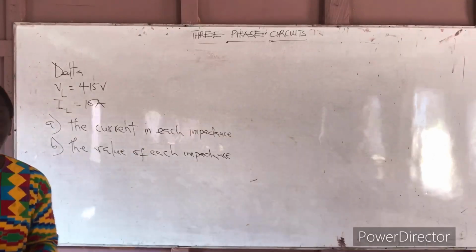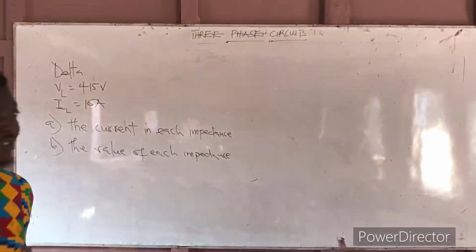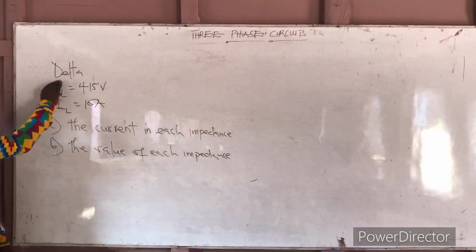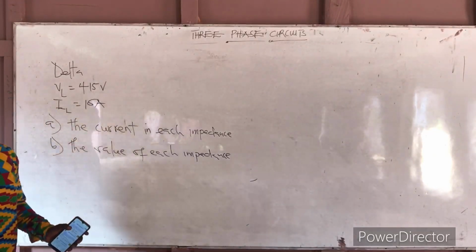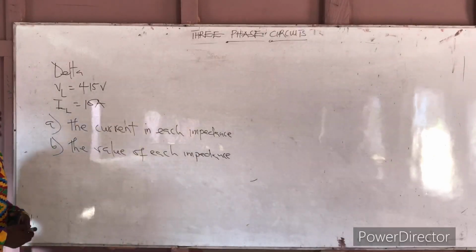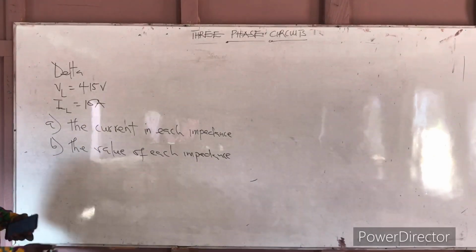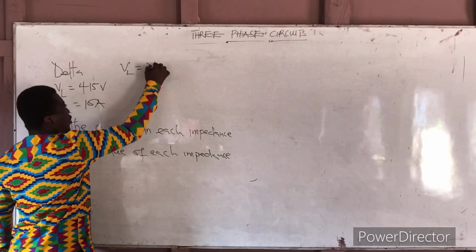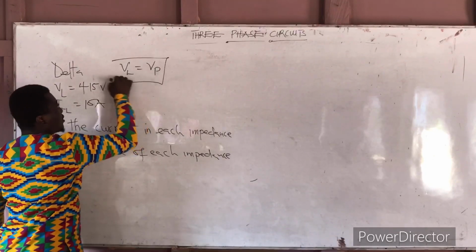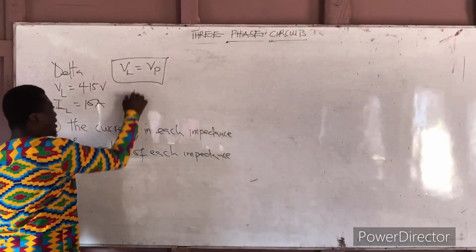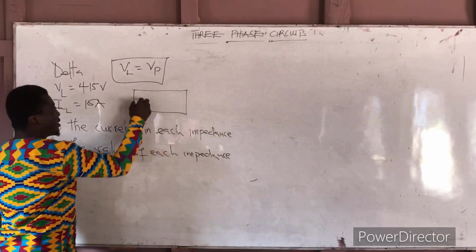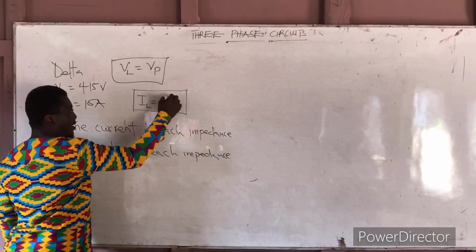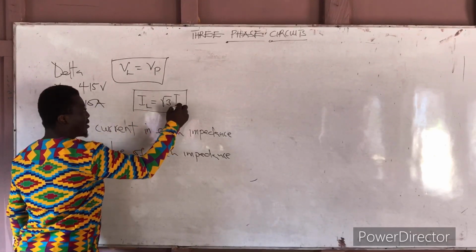Okay, so from the example that we just read, it was connected in delta. If it is connected in delta, what is the delta condition? The delta condition tells us that VL is equal to VP. And what is the second delta condition? That one tells us that IL is equal to root of 3 IP.